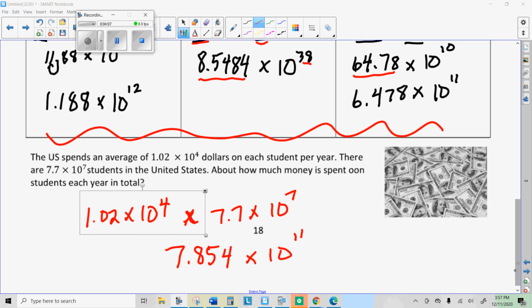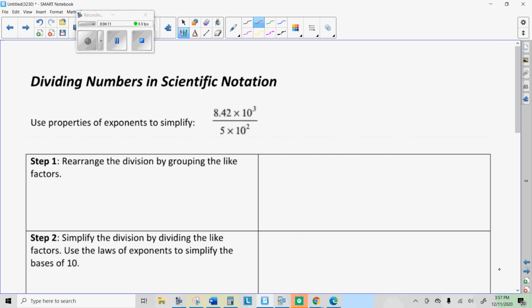Here's the answer I got. All right, the next thing we're going to do is divide when numbers are in scientific notation. And we're going to rearrange the division here again.